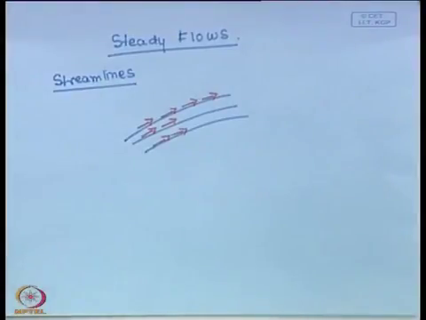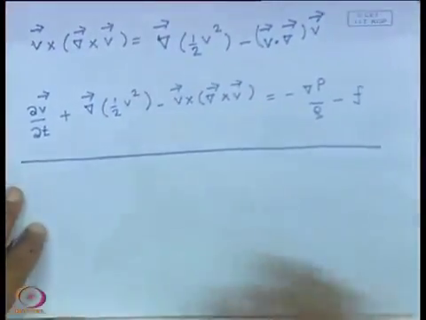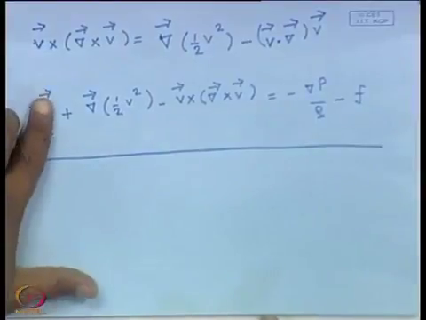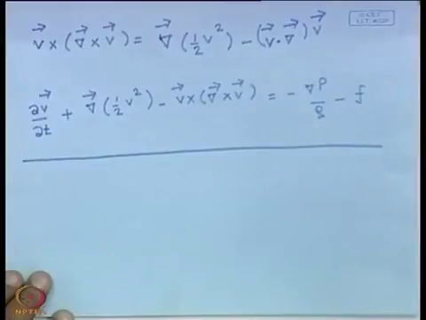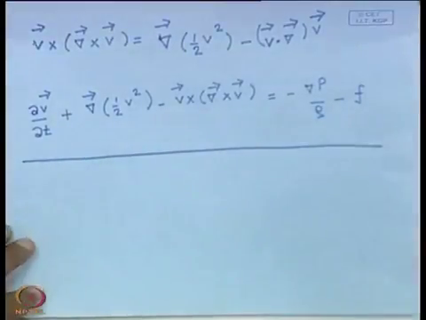Let us now integrate this equation. We are considering a steady flow, so there is no del V del T. Let us integrate this equation along a streamline. So, we are going to integrate this equation along a streamline.